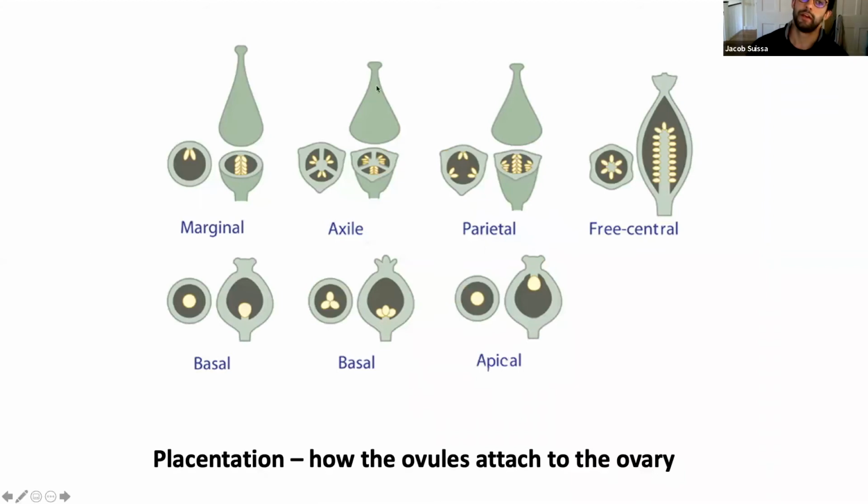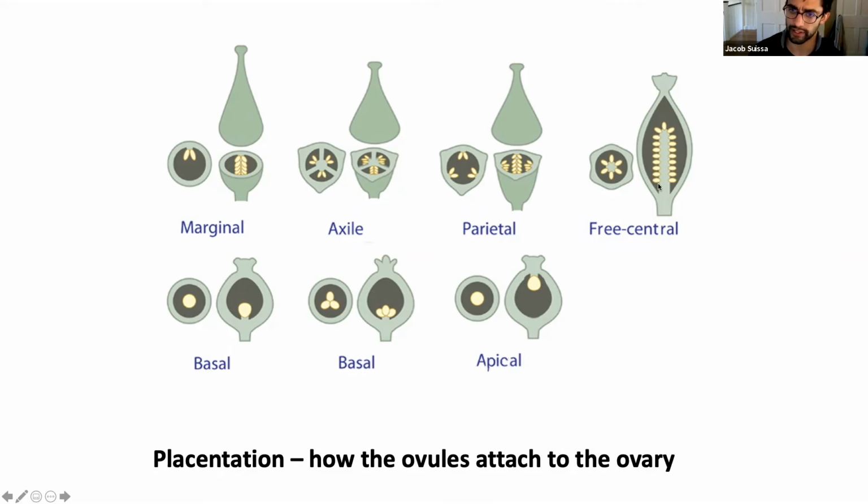Okay. So, like I said, placentation is how the ovules are attached to the ovary. This has always been something for me that's sometimes hard to see and really difficult, and I rarely use it in the field as a diagnostic character for a group, but it is important in many ways. You can have a whole bunch of different ways of attaching your ovules to the ovary.